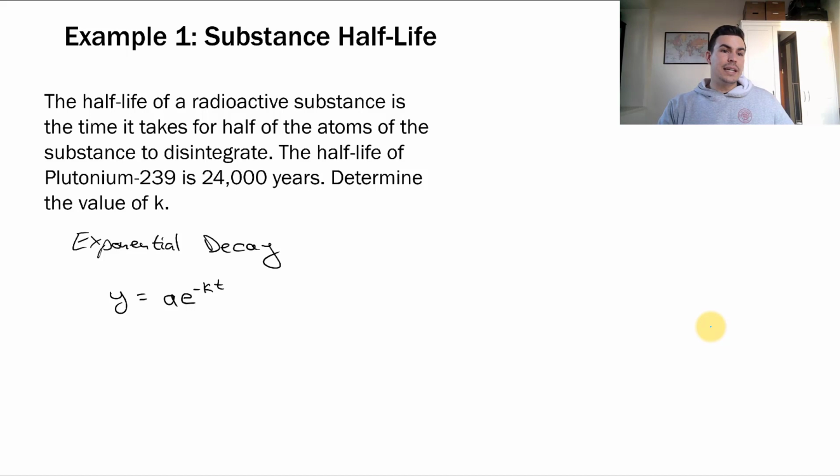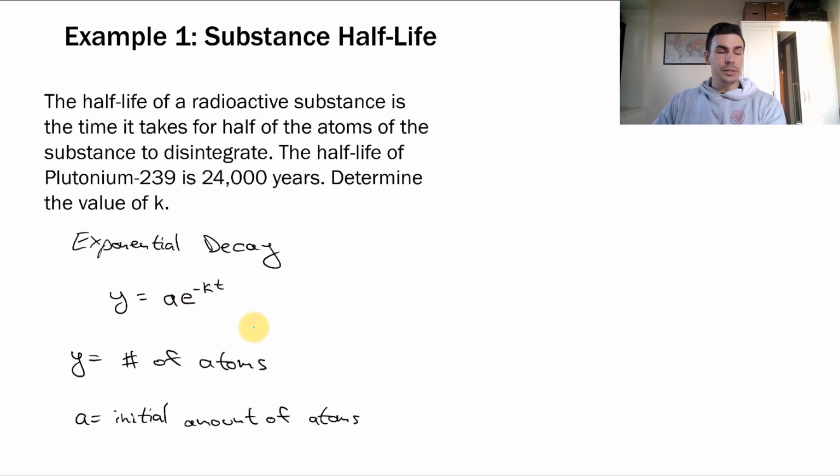Okay, so we're looking at a decay model here, so we need to make sure we have this negative out in front of our exponent, all right? y is going to be our number of atoms after a certain number of years. A is our initial amount of atoms that we're starting off with. So how can we start an equation here we can solve for k?